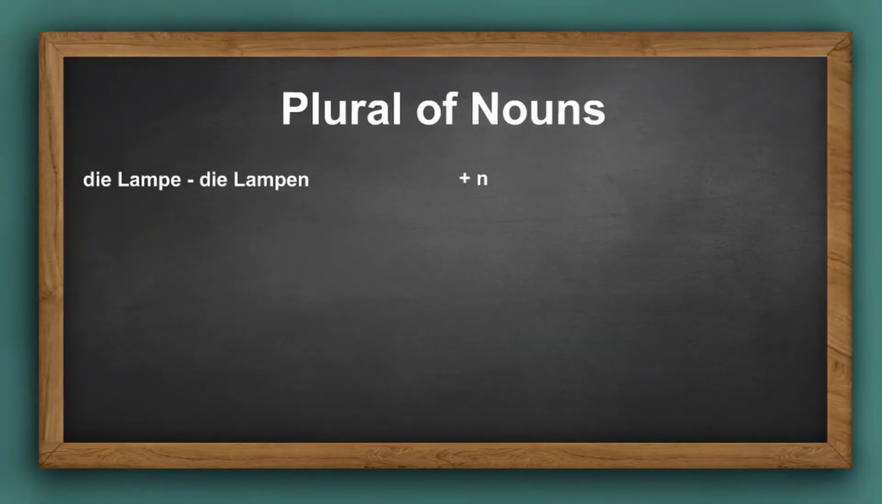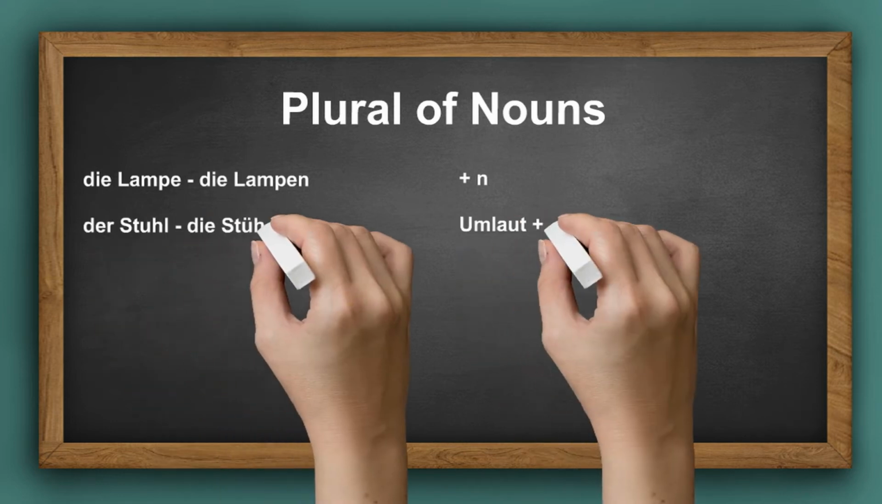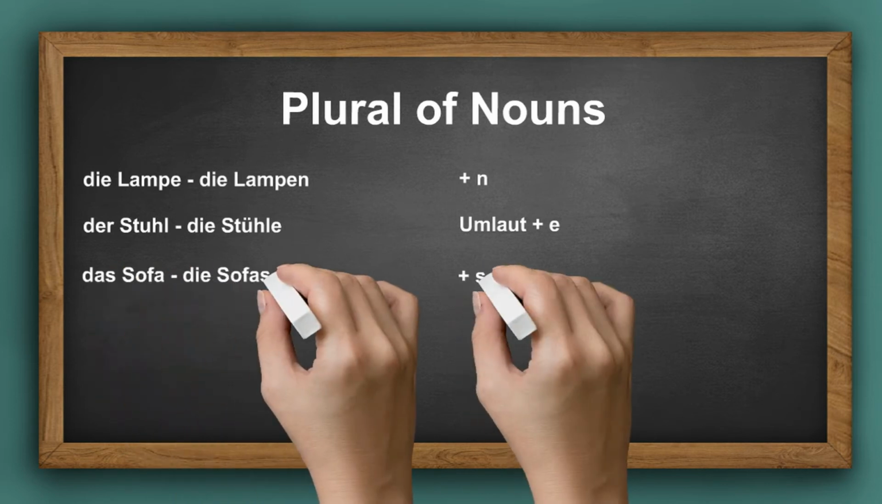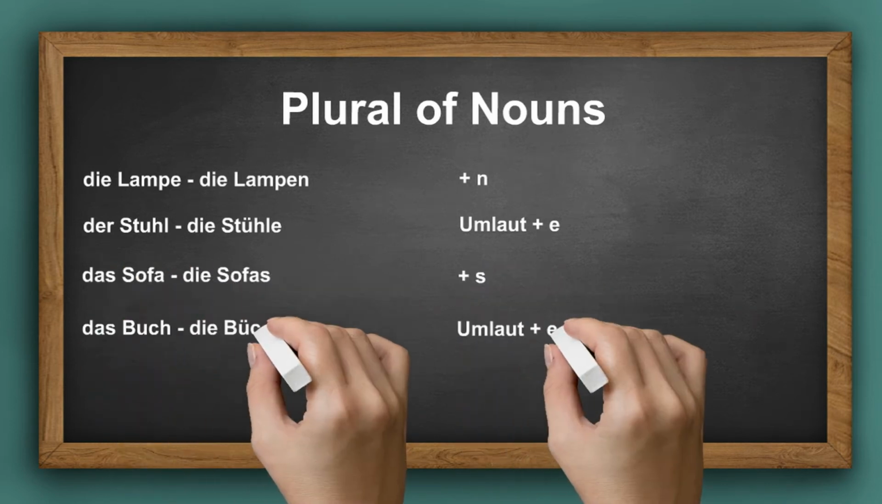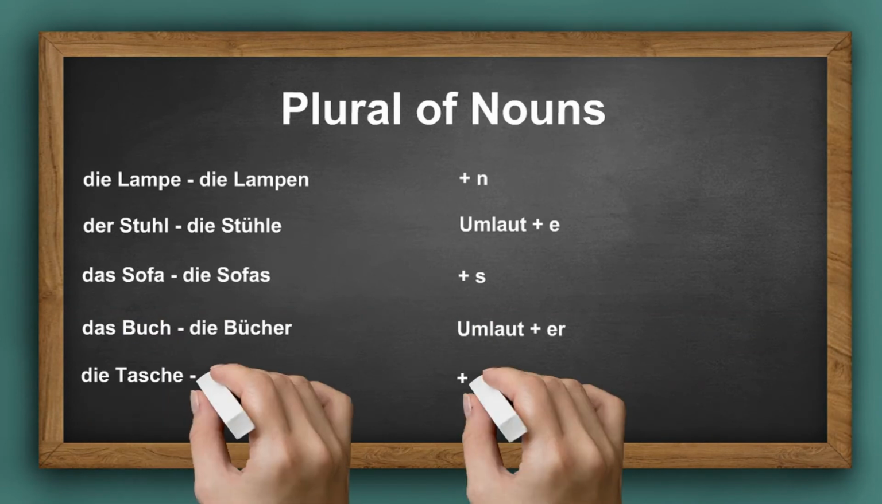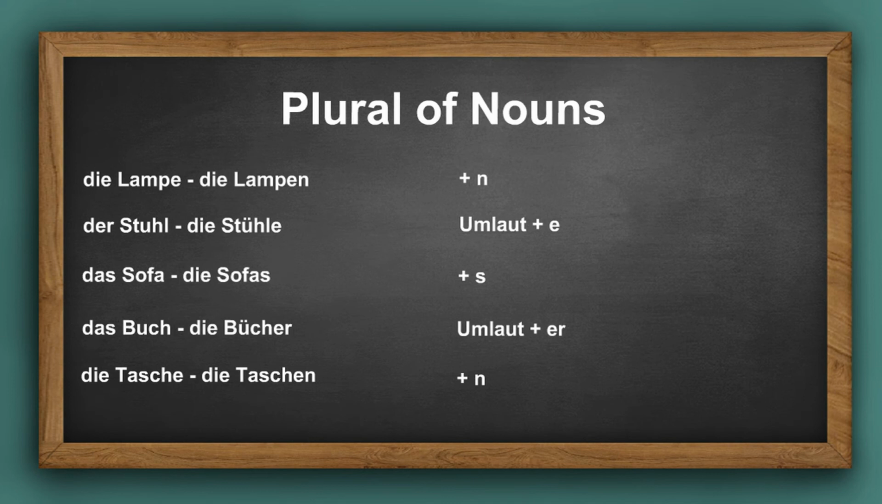This noun forms its plural by adding n to the end. Okay, nice. This one gets an e at the end, but it also changes its vowel into an umlaut with 2 dots. So Stuhl becomes Stühle. Alright. Here we have a plural with an s at the end. This one takes er while also changing the vowel to an umlaut. Oh nice, here we have another n again. And this last one does not change at all from singular to plural.